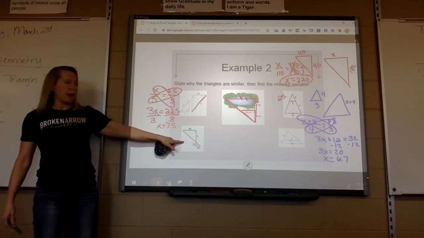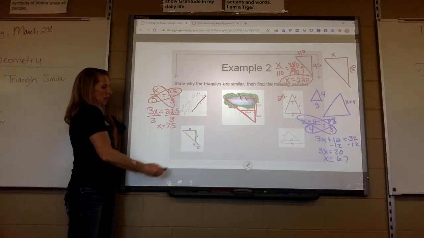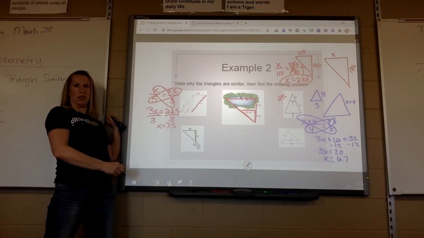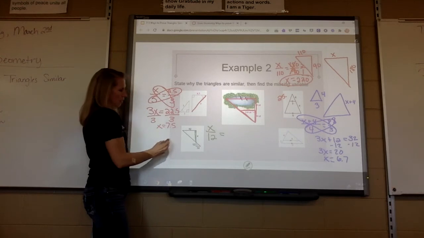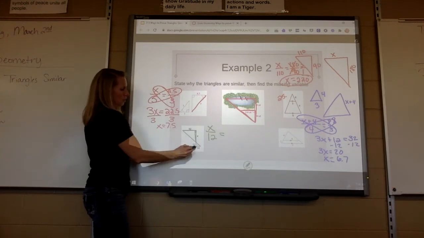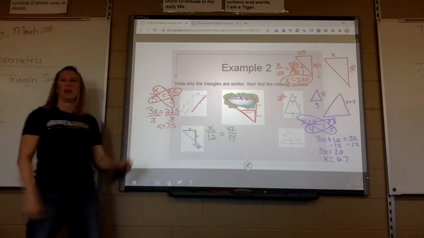Okay, let's try to match corresponding parts. What does x correspond with on the other triangle? Can you tell? 12. x over 12, and then 42 over 14. And then cross multiply.